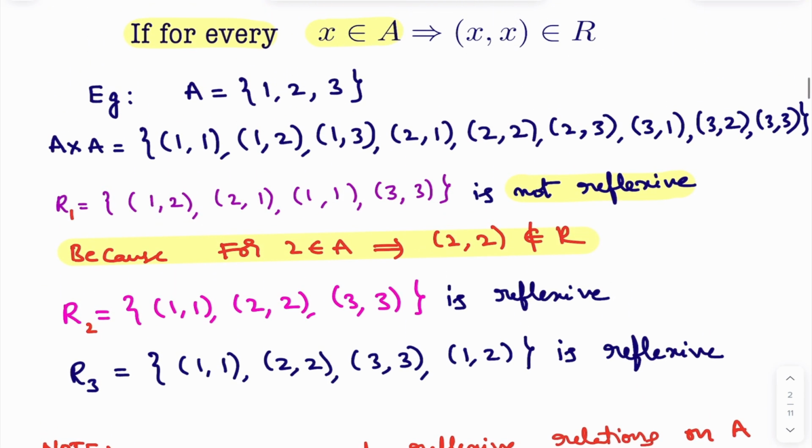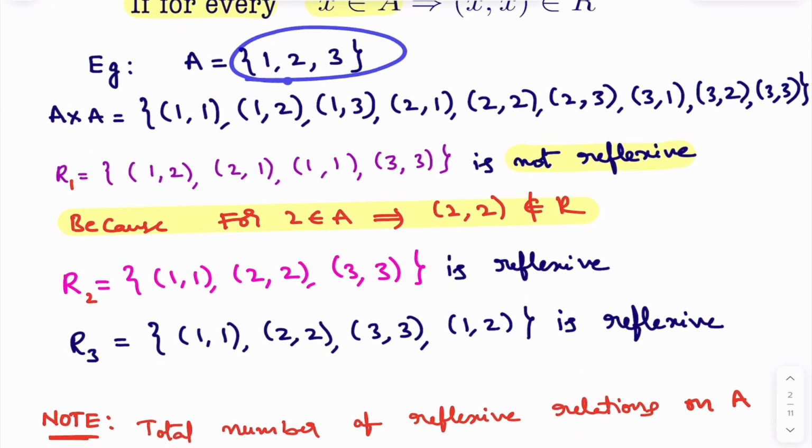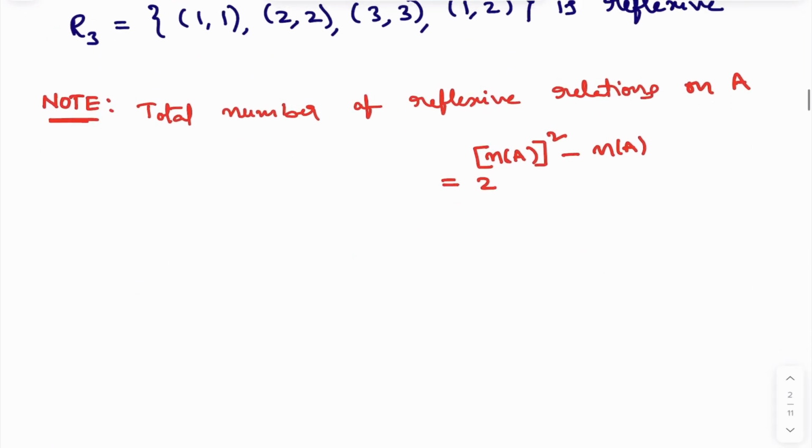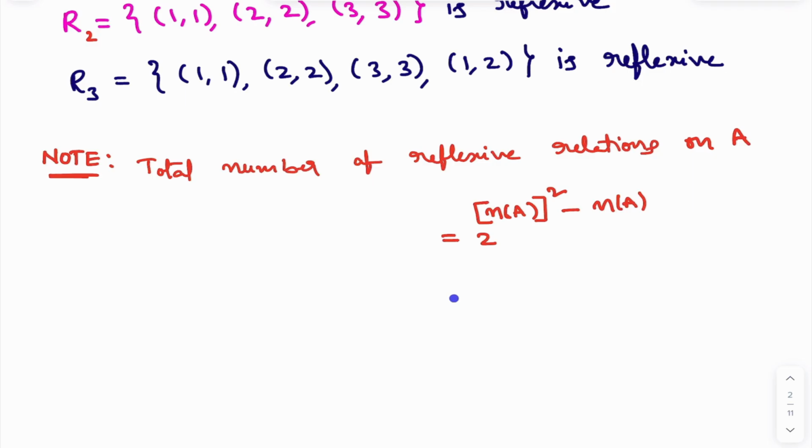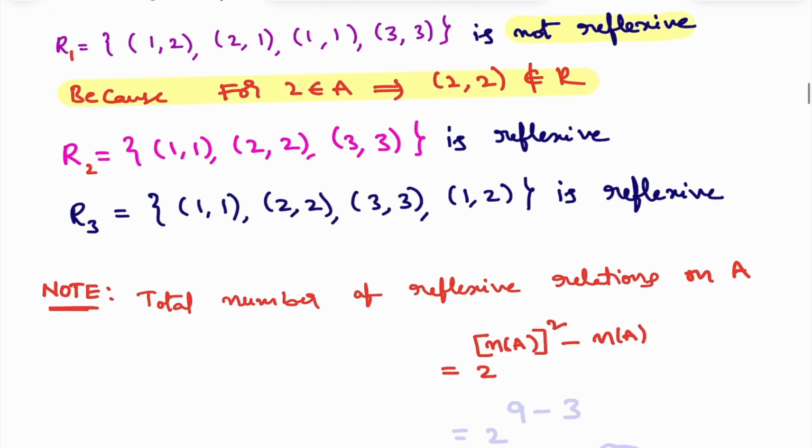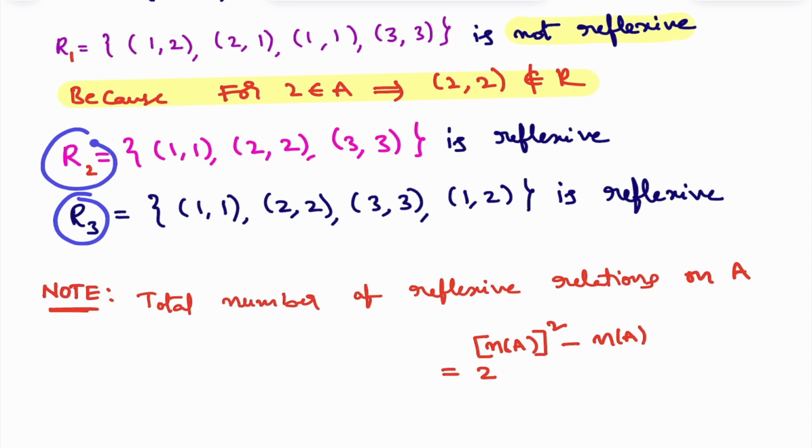In this case, how many reflexive relations are possible? The set A contains 3 elements. So the number of reflexive relations on that particular set is what? 2 power, n of A is 3, 3 square is 9, minus n of A is 3. That is 2 power 6. 2 power 6 is 64. Like this, on this set, there are a total of 64 relations.